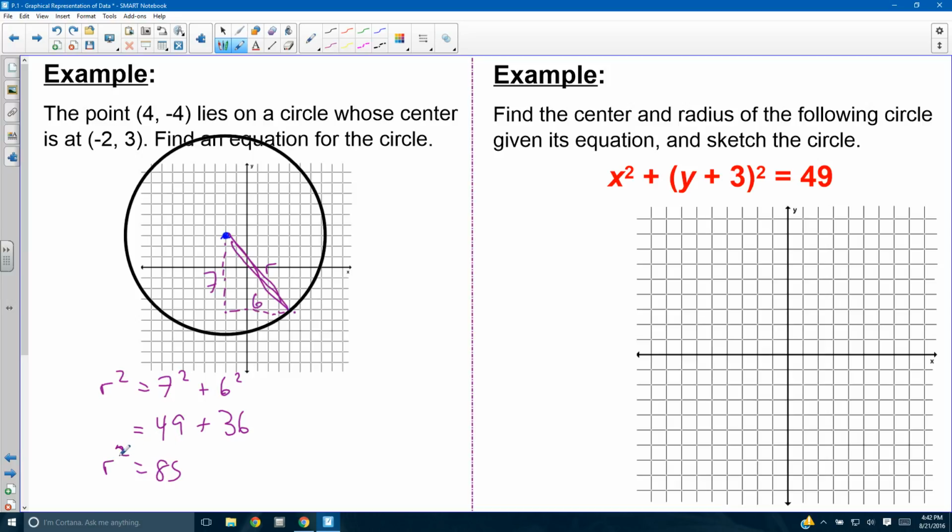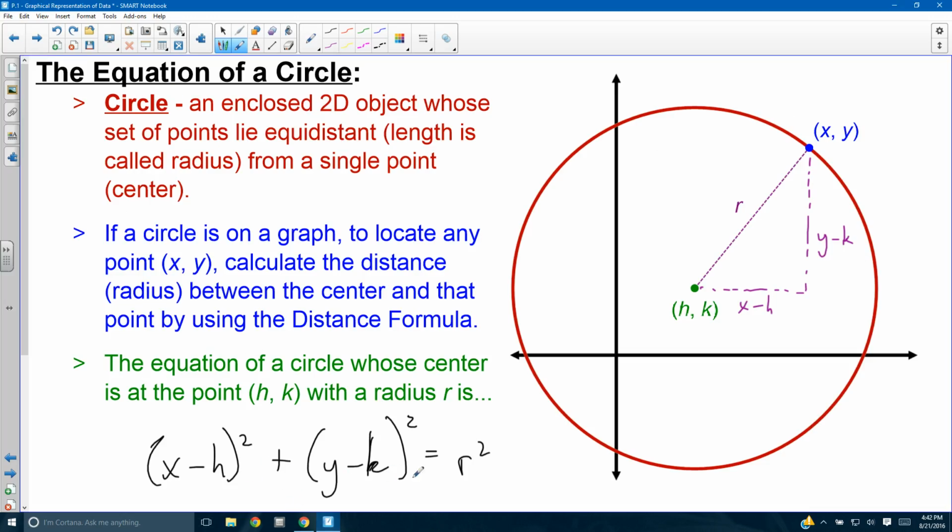Okay. They're not asking you to find the radius. I could take the square root. I don't know what it is. Again, I know it's more than 9. But they're asking you to find the equation of the circle. And in the equation of the circle, you use the r squared value. So I can find the radius, but I'm going to use the number 85 right here.